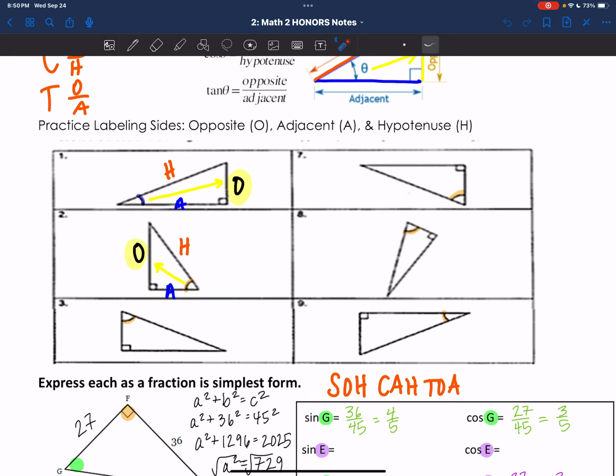All right, so I want you to look here. Here's my right angle, so across from it, that's your hypotenuse. Now your angle is here. Across from here is going to be opposite, and since this side shares it, this is going to be your adjacent. All right, I want you to try those. I did highlight the angles for you, so you know what you're looking for.